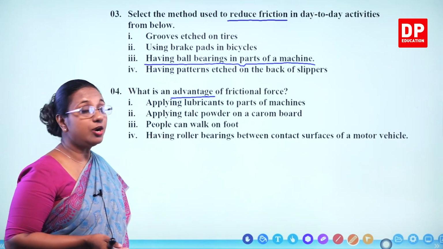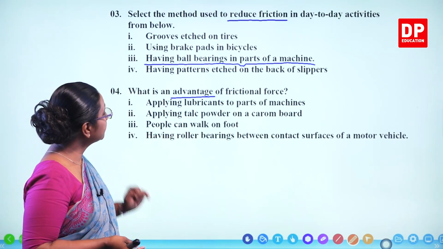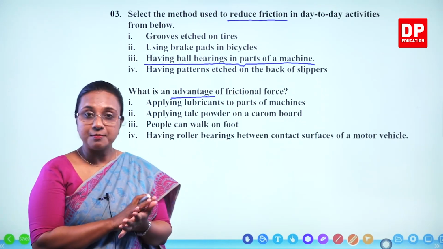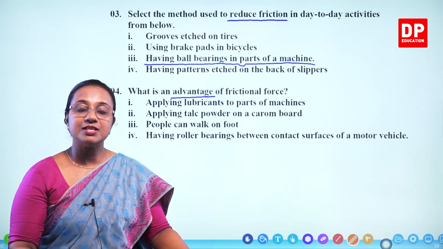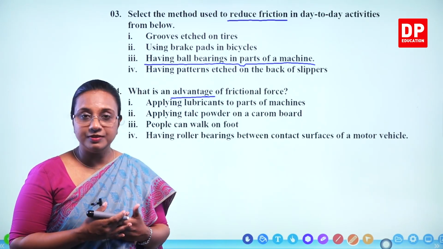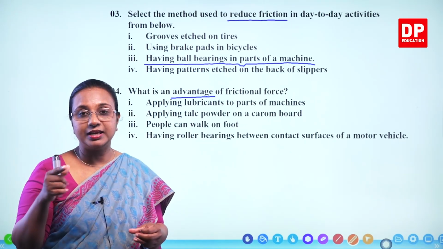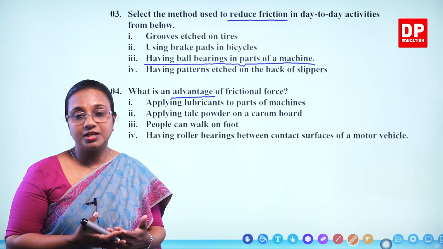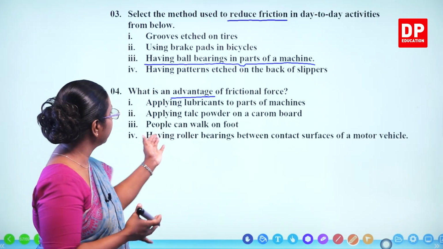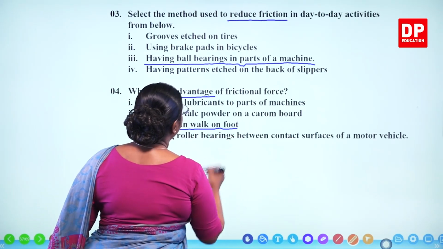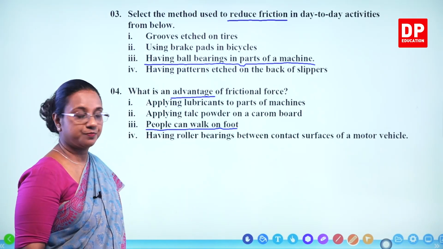People can walk on foot. For this, of course, we need a lot of friction. You all know there are markings on our palms as well as the soles of the feet. And this helps us to move because those markings increase friction. And that helps us to walk. So, it is an advantage of frictional force.